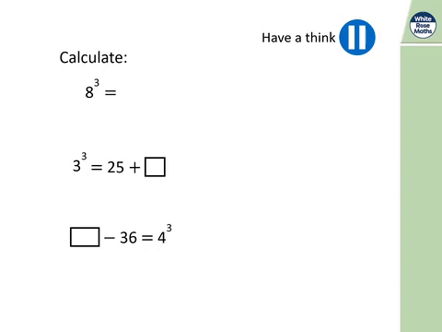The first question is 8 cubed, which we know means 8 times 8 times 8. I would do 8 times 8 first, 8 squared, which we know is 64. Then we need to do 64 times 8. 64 multiplied by 8 is 512. The second question, 3 cubed is 3 times 3 times 3, which is equal to 27. Therefore, we need 27 on both sides of the equal sign. We need to add 2 to 25 to make up to 27. And the third question, 4 cubed is 64. We have 64, therefore, on the right-hand side of the equal sign. 100 subtract 36 is equal to 64. So we need to put 100 in the box there.